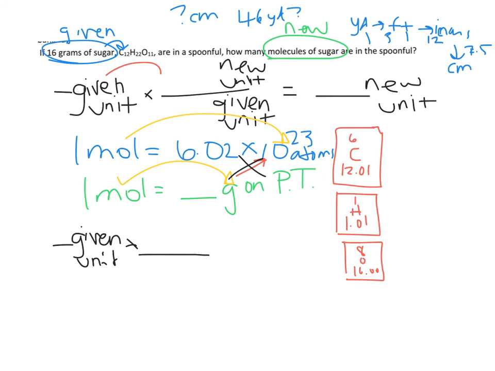And instead of going straight to the new unit, we need to go to this middle unit, right? So this kind of middle unit. And then from the middle unit, we can cancel that on the bottom and go to the new unit. Does that make sense? So we kind of have to go through this middleman.